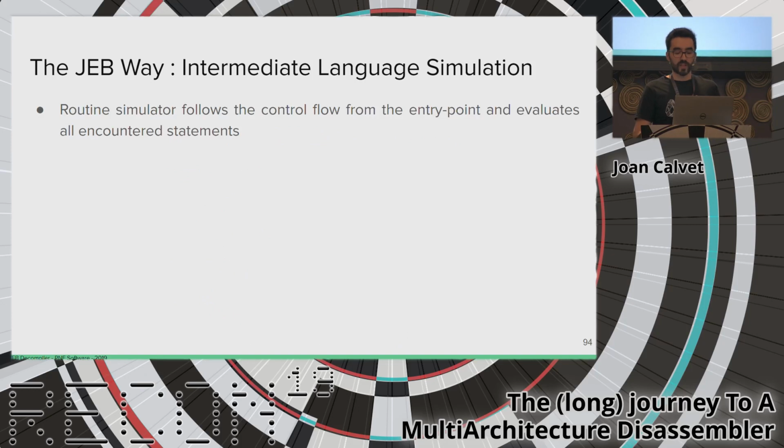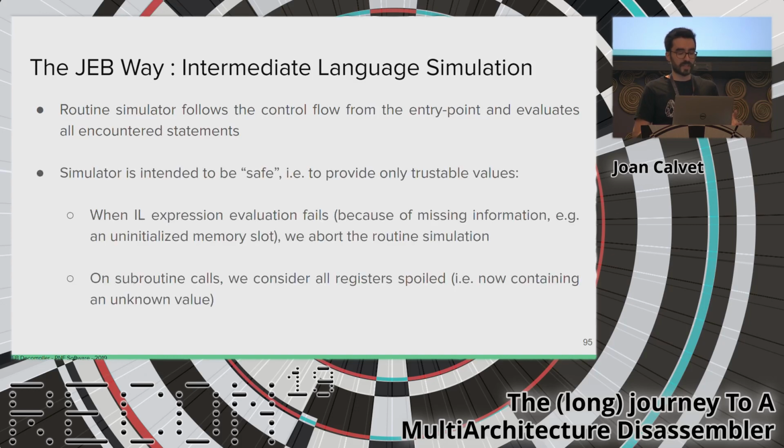So overall, the simulation logic is to start from the routine entry point and follow the control flow by evaluating each statement. And this simulation is intended to be safe, in particular when we cannot evaluate an expression because something is missing. For example, it uses an uninitialized memory slot. We abort the simulation. We do not try to continue or anything. We want it to be really safe. Also, we do not do recursive simulation. We only simulate one routine. So when there is a call to a subroutine, we consider that all registers are spoiled. That is, they are now unknown.